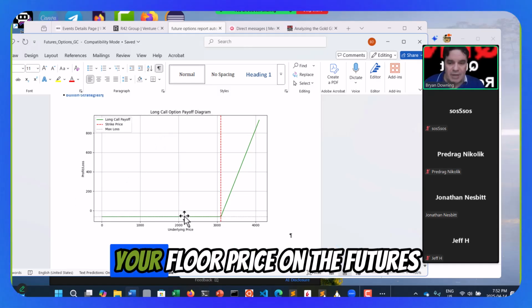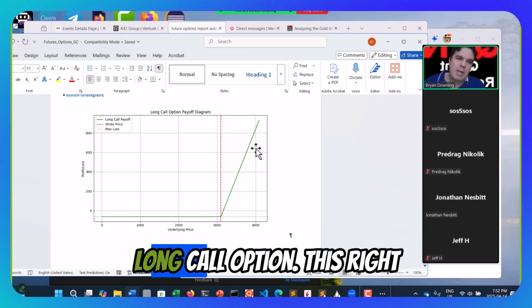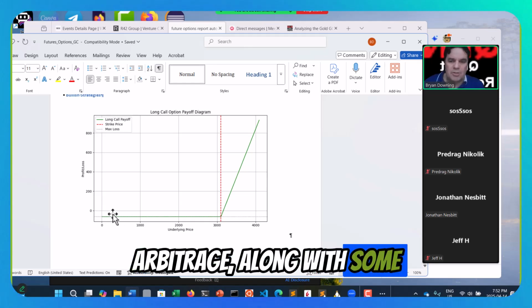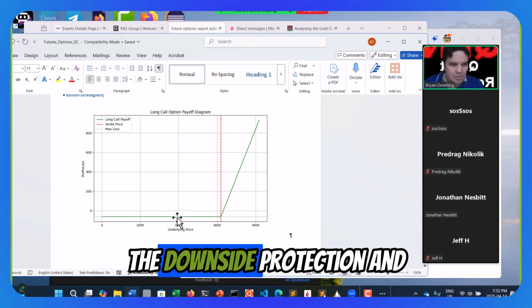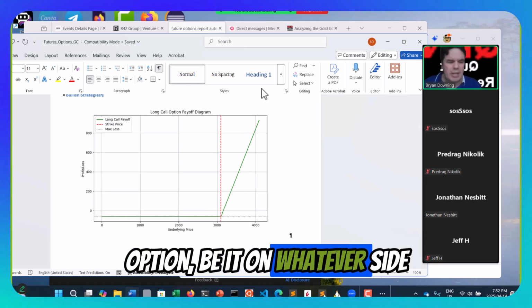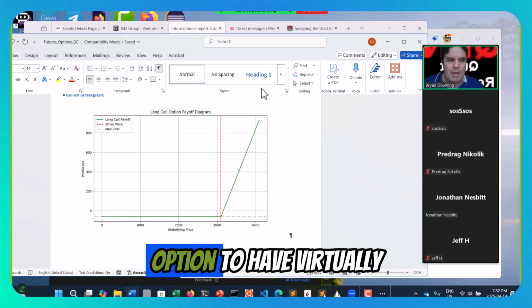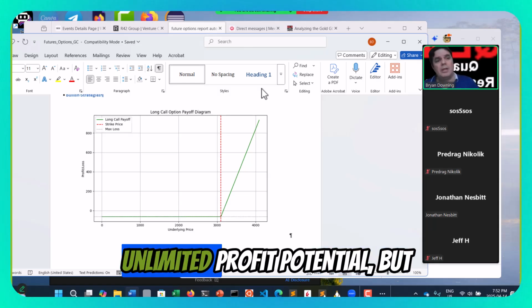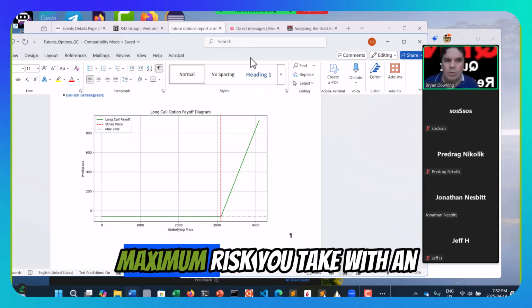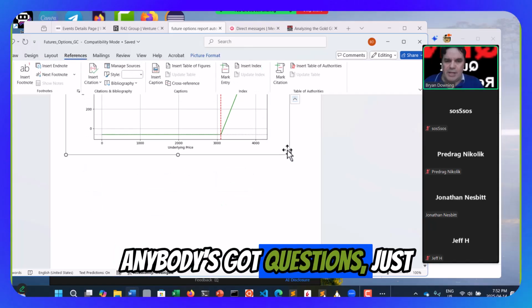This right here is your floor price on the futures, and this right here is the premium you're going to pay out for your long call option. You're going to do an arbitrage along with some hedging, protect yourself with downside protection, and then use the option, on whatever side of call or put, to have virtually unlimited profit potential. But you also have downside protection. We'll go into the maximum risk you take with an option. All right, so hopefully, if anybody's got questions, just chime in.